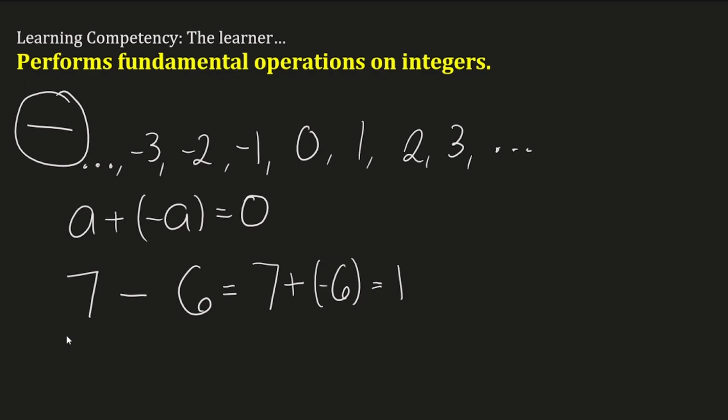Let's try then having the opposite sign. 7 minus -6. What will that give you? This one is tricky at first, but once we apply the technique that we did in the first one, this would be really easy. Take that 7, change that subtraction to addition, and take the additive inverse of -6. That would be simply +6. And the sum of 7 and 6 is 13.